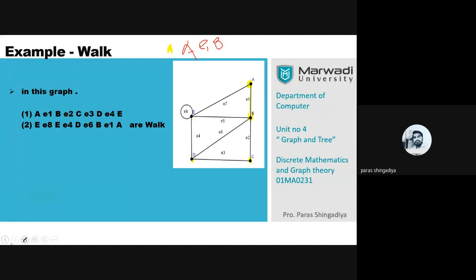Now consider that the more places we visit, the more vertices we have. So here A, E1, B, then the third place is C. I move along the edge E2 and reach the place C. Then I move along E3 and reach vertex D, and then along E4 and I end my walk at vertex E. So it is known as a walk: A, E1, B, E2, C, E3, D, E4, E.